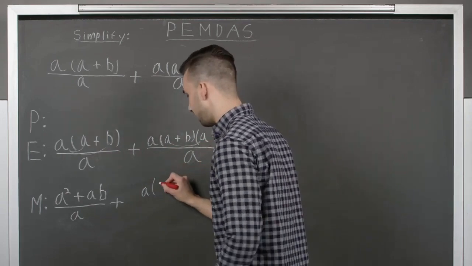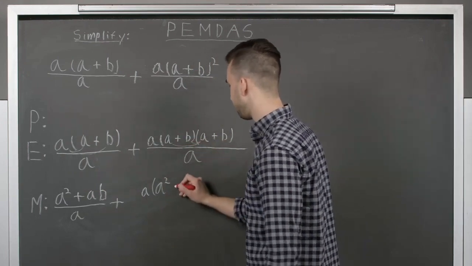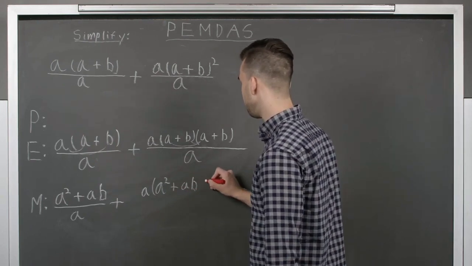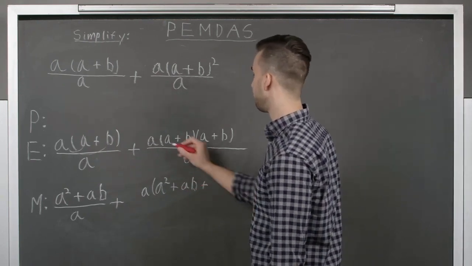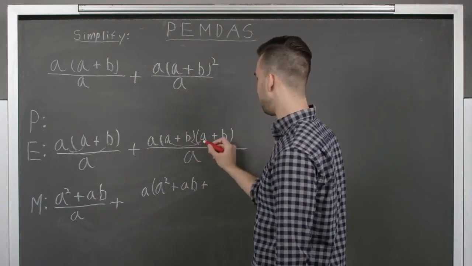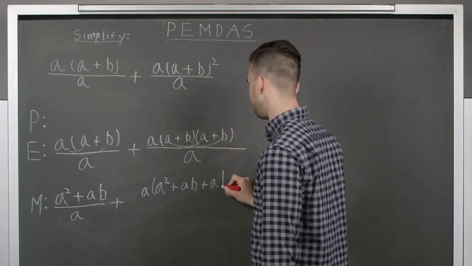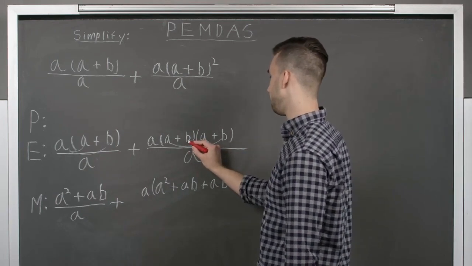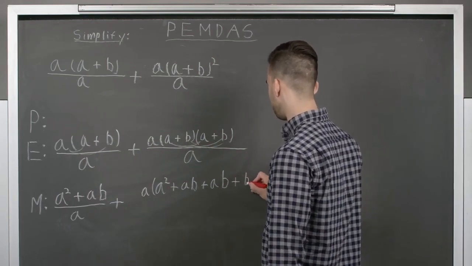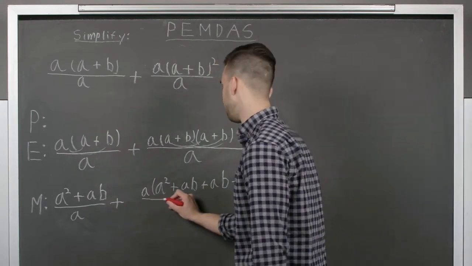A times A, excuse me, is A squared plus B times A. We'll write that as AB plus, let's see, we did those two. So now we're going to do A times this B plus another AB plus B times B is B squared. Close the parentheses, all over A, once again.